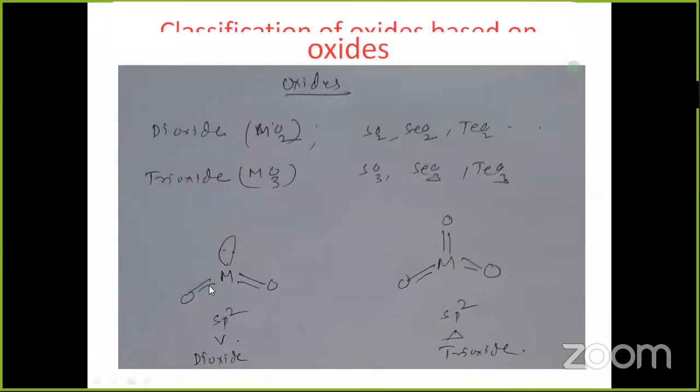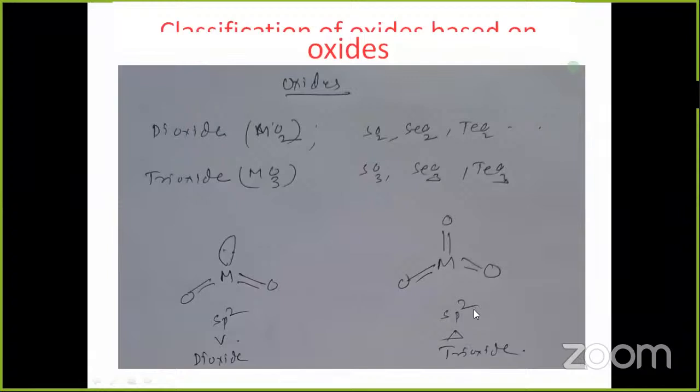The structure of the dioxide, MO2, is sp2 with a V shape, and the trioxide is sp2, but there are no lone pairs. Trigonal planar. The dioxide is angular or V-shaped because one lone pair is there: 2 sigma, 2 pi, one lone pair. The trioxide has 3 sigma, 3 pi bonds and no lone pair. Both have sp2, but the geometry of the dioxide is V shape, and here the geometry is trigonal planar.